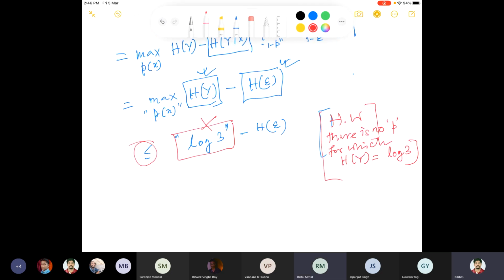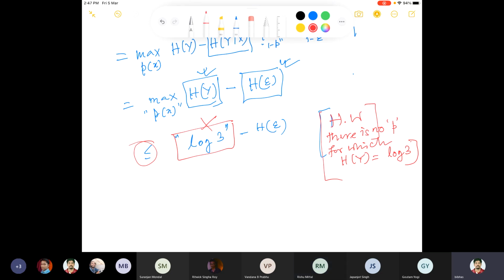Excuse me, sir. Can we find it another way? Meaning entropy of X minus X given Y. I think it would be easier, because in that case it will be 1, because there is only two inputs, 0 and 1. Yes, you can try that. Okay, you can try that.